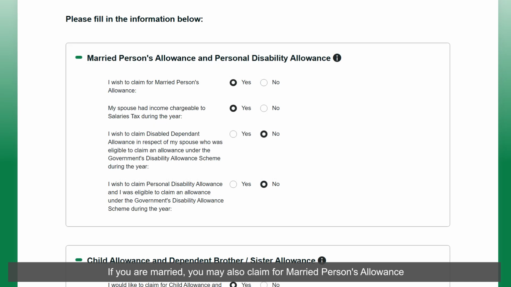If you are married, you may also claim for married person's allowance and disabled dependent allowance in respect of your spouse. Please also indicate whether your spouse had income chargeable to salaries tax during the year.